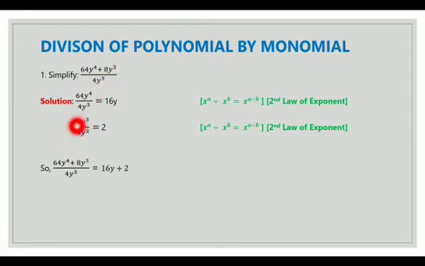Now the second part, that is 8y raised to 3 upon 4y raised to 3. So 4 twos are 8, and y raised to 3 and y raised to 3 are the same, so they get cancelled. Remainder is 1, so the answer is 2. So now I have to arrange it, that is 64y raised to 4 plus 8y raised to 3 upon 4y raised to 3. I have split the terms to make it easy. So now I have to combine the answer, that is 16y plus 2.